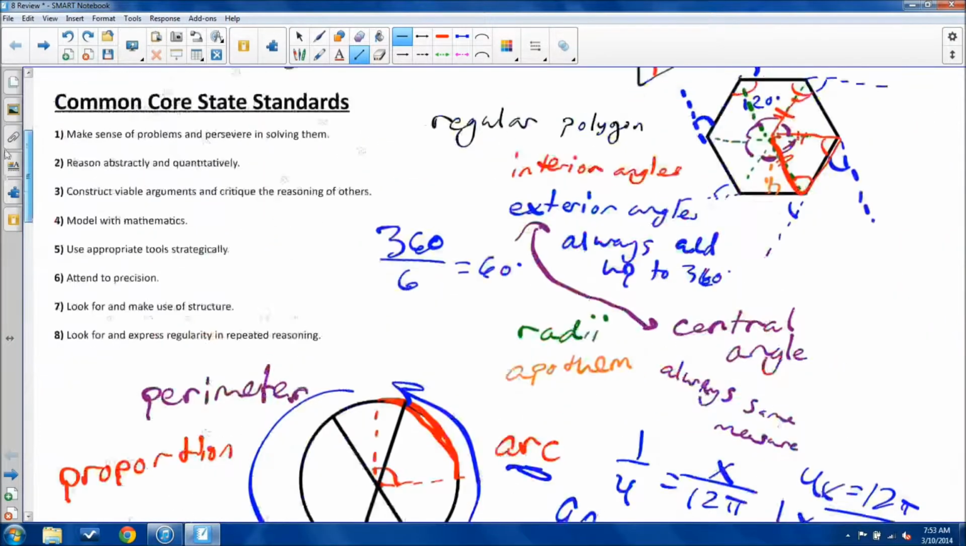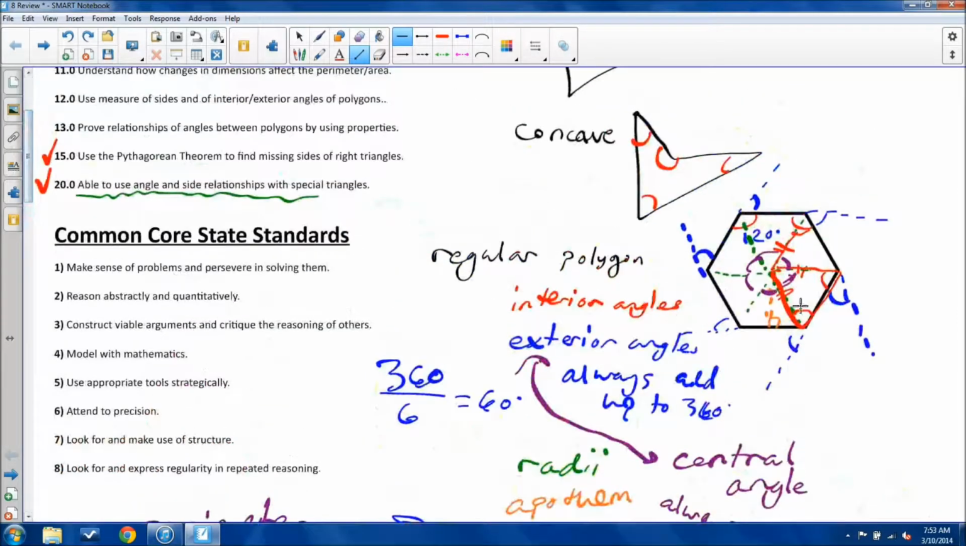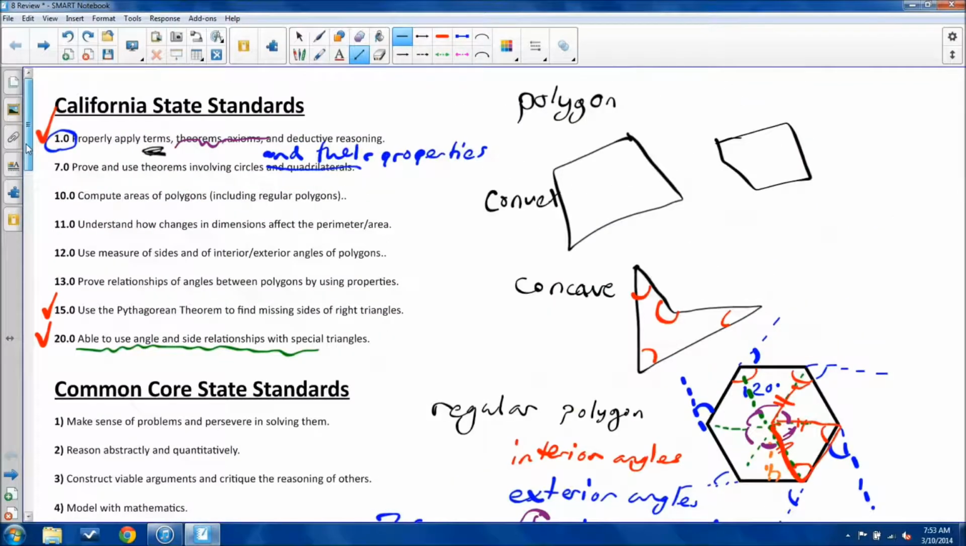Making sure you fully understand angle bisectors here. The apothem bisects your central angle. The radius bisects your interior angle. Okay. Let's see what else to say about the interior, etc. Okay, so making sure that makes sense there.